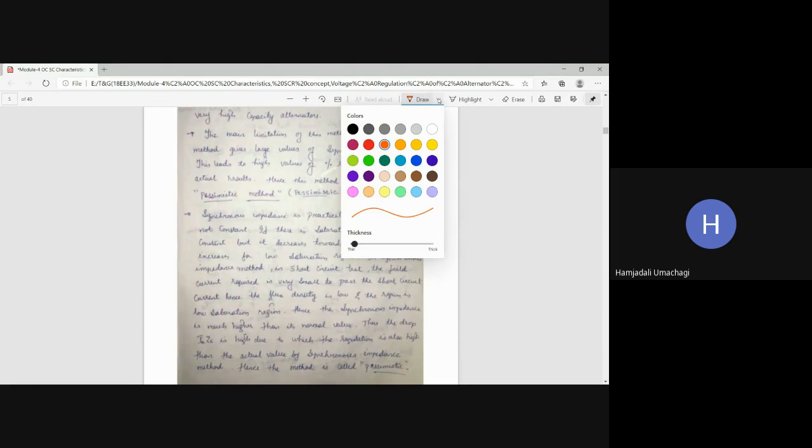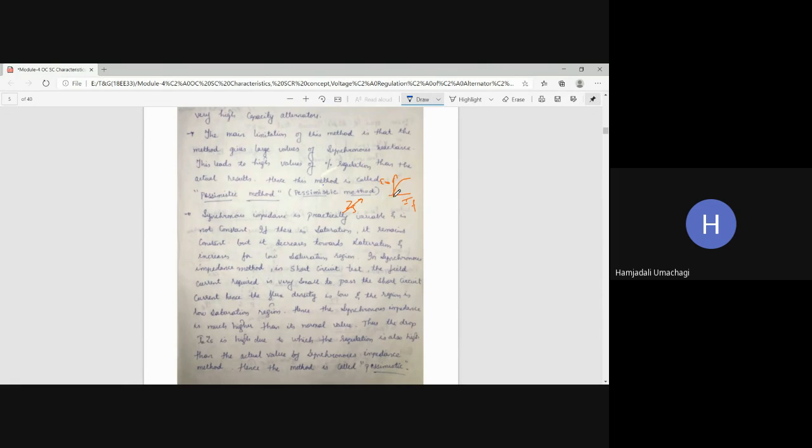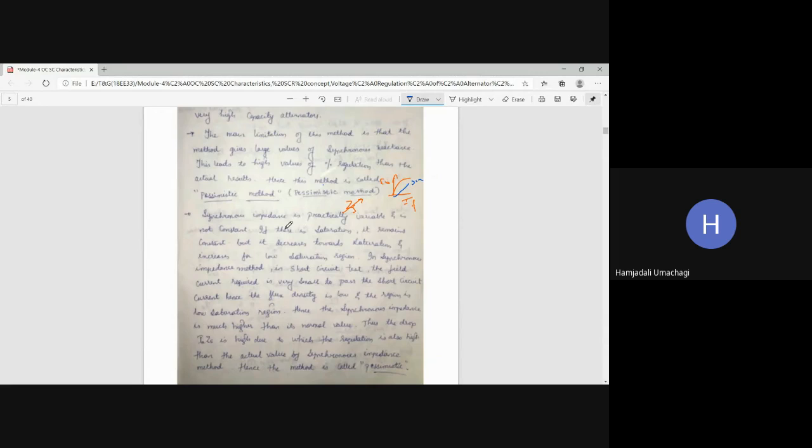And for SCC, you should draw it from the origin here. Okay, so this is SCC. If there is saturation, it remains constant, but it decreases towards the saturation. So here IF will be decreasing towards the saturation. And for the low saturation region, IF keeps on increasing. Low saturation means this starting point. The starting point is low here.